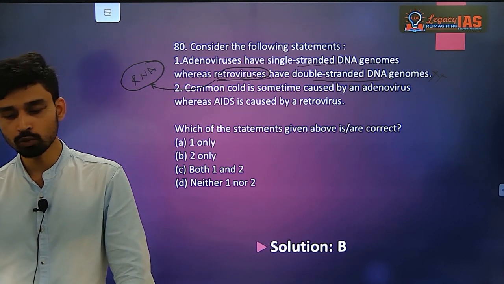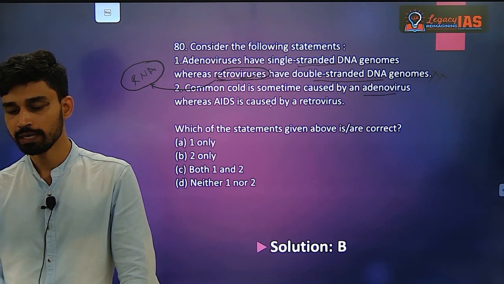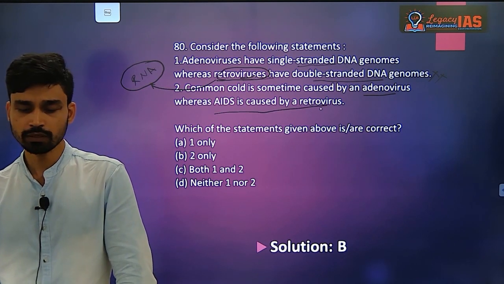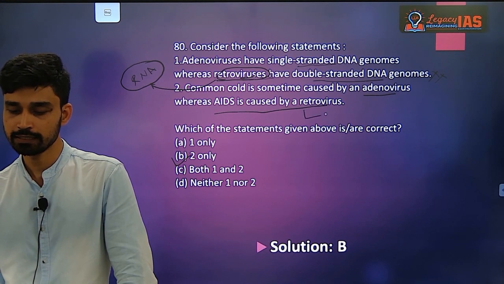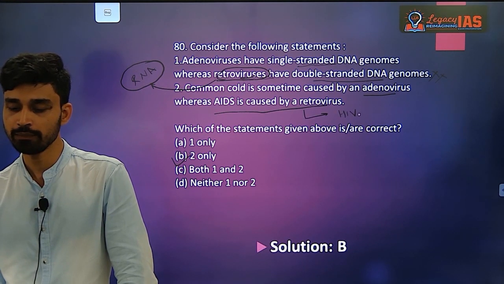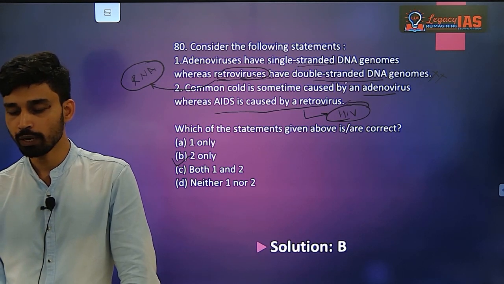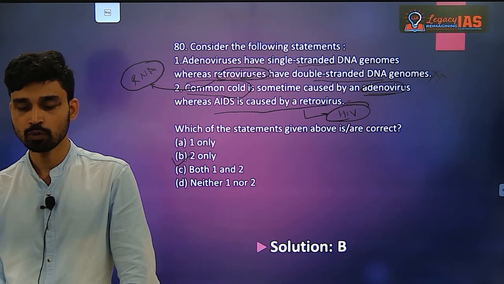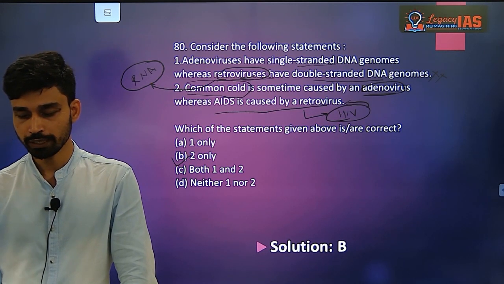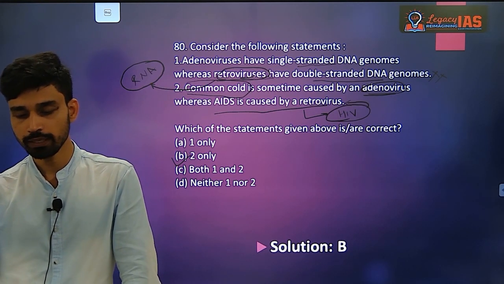Second is, common cold is sometimes caused by an adenovirus, whereas AIDS is caused by retrovirus. Now, this statement is correct because AIDS is caused by HIV, that is human immunodeficiency virus. This is an example of a retrovirus, while adenovirus is a very common virus that is responsible for causing common cold and cough. So, the correct option will be 2 only, that is B.